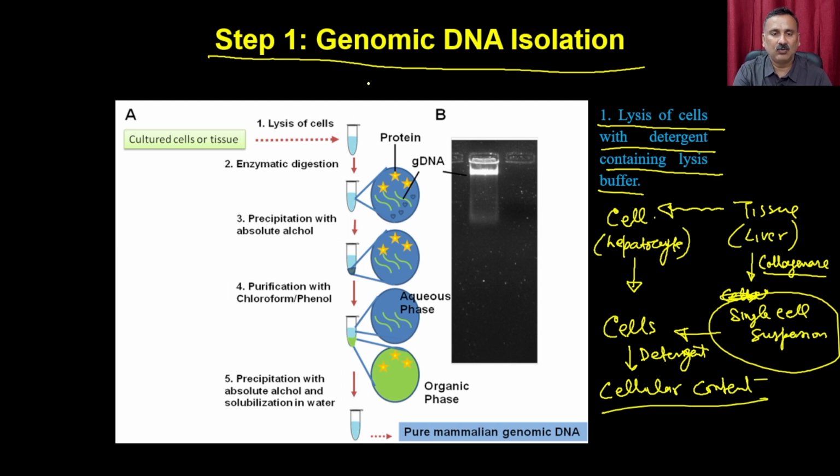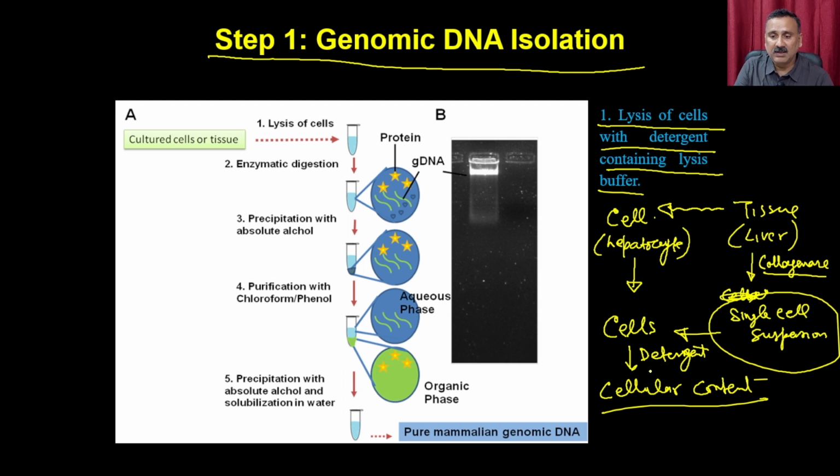And what is there in the cellular content? The cellular content is going to contain the cellular proteins, it is going to have the RNAs, the lipids, and it is also going to have the genomic DNA. So, from the cellular content, your job is to isolate the DNA, but you do not want the rest. You want to get rid of the protein, you want to get rid of the lipids, you want to get rid of the other materials, right. That is what you are going to achieve in the subsequent purification steps.